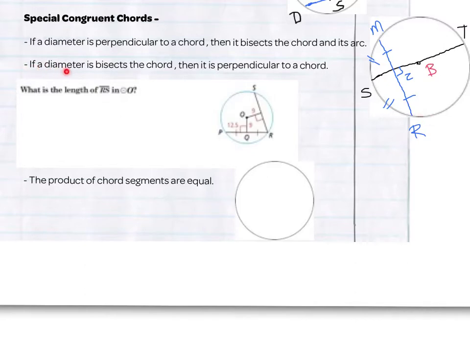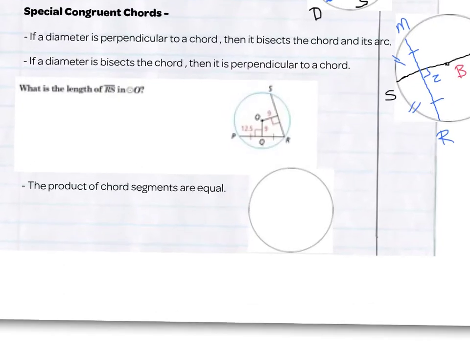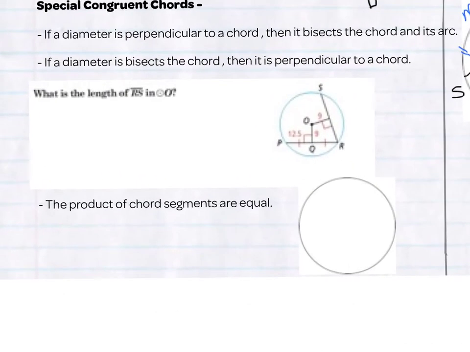The next statement actually says the converse, which says if a diameter bisects the chord, then it's perpendicular to the chord. Same idea. Let's look at an example, and I'm going to zoom in on one here. It asks, what is the length of line segment RS in circle O? So here's circle O, and you can see RS here doesn't have a measurement, but over here you can see that this piece is 12.5, and it's also 12.5 here.